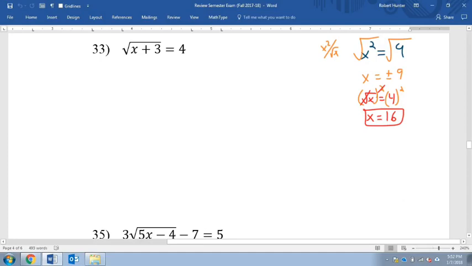So, number 33, there's nothing out front and there's nothing out back, so there's nothing to move around. I'm just going to go ahead and square both sides, and you got to get that whole thing. Once I do that, those cancel, so you're left with x plus 3. And 4 squared, or 4 times 4, is 16. Last thing you got to do is subtract 3, so x equals 13. Big whoop, right? Told you you could pick this up.